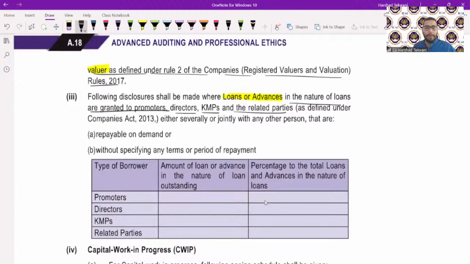So, repayable on demand or without specifying any terms or period. They need to provide the type of borrower, whether director, KMP, or related party, the amount of loan or advance in the nature of loan outstanding, and the percentage of total loans and advances in the nature of loans which is outstanding. So remember, it talks about loans and advances in the nature of loans. When I say loan, it has terms. It may be repayable on demand or without terms, without specifying any terms. That is the detail required to be given.